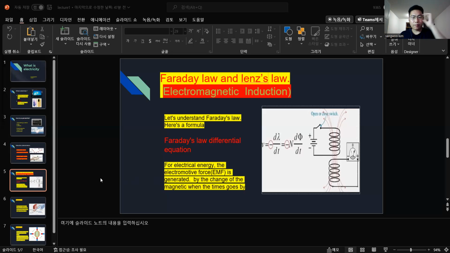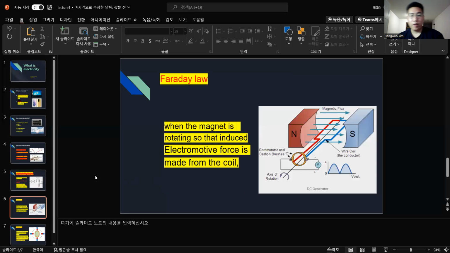Okay. Let's see more. So here's Faraday's law. Look at that. Here's a coil, right? The magnetic flux is in this direction, and the coil is rotating, for example, like this. So the coil itself feels like the magnetic flux is changing. The magnetic field is changing. So there are actually two ways: one is the magnet is rotating, or the coil itself is rotating.